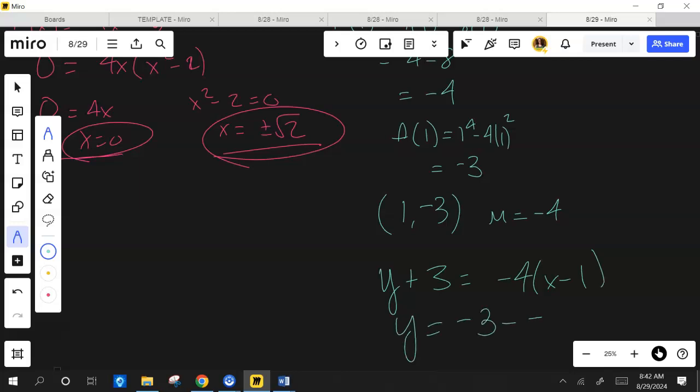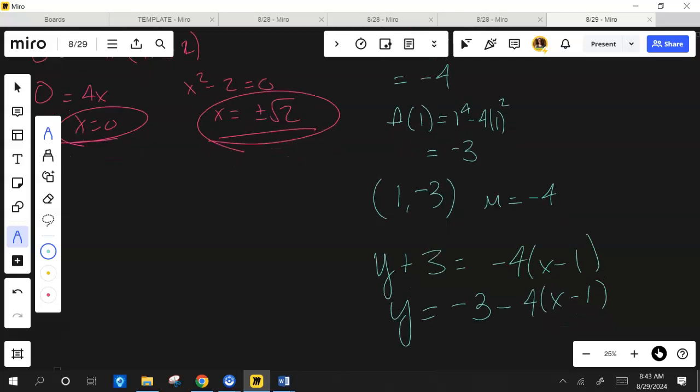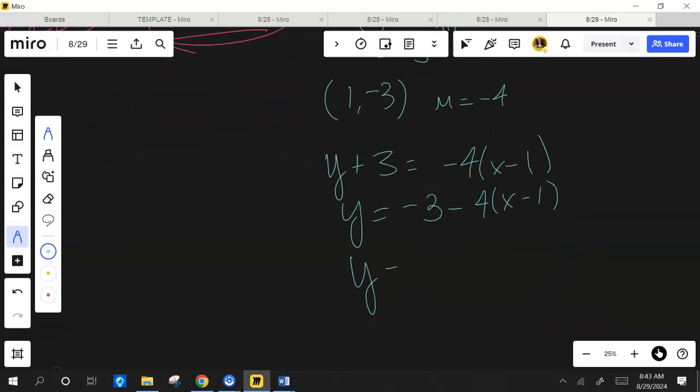y minus negative 3 equals negative 4 times x minus 1. What? No, I just did that. I thought that's what somebody said. You can do it either way. Is it? That's how you do it always. I don't know.